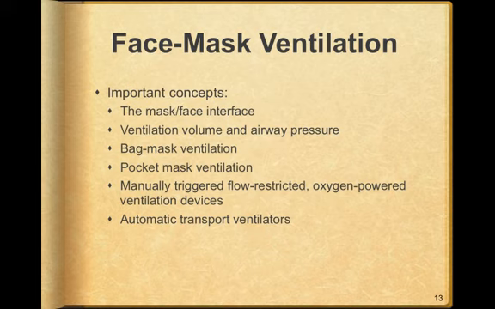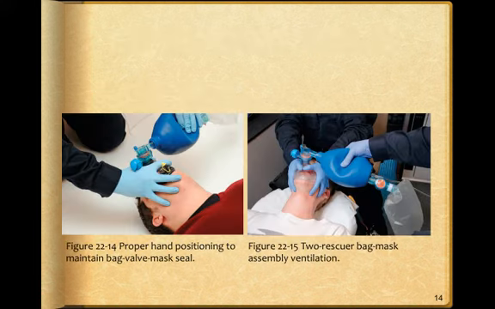Or we can do a CE method. Now that requires a big hand to do a CE method. So the C goes actually around the mask, and the E grabs the lower jaw and pulls it up into the mask. Then we can do pocket mask ventilation. You generally have quite a bit of force and probably get the best ventilations off of pocket mask ventilation, but it's not so automated and it ties one person completely up. Then there's manually triggered flow restriction or manually triggered demand valve ventilations, or then we have automated transport ventilators.